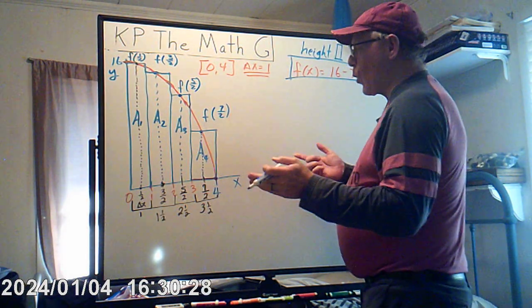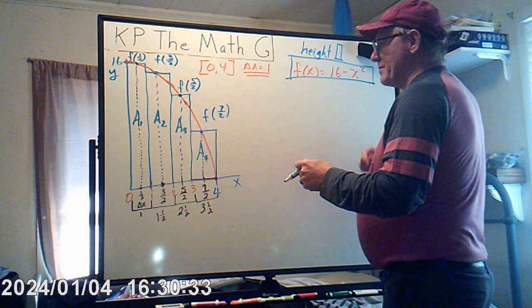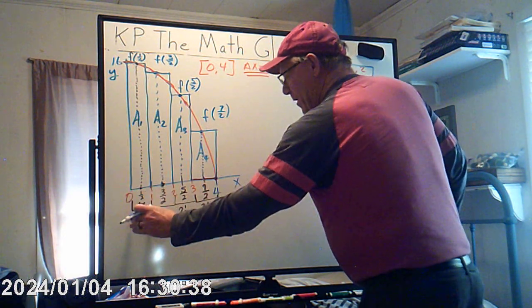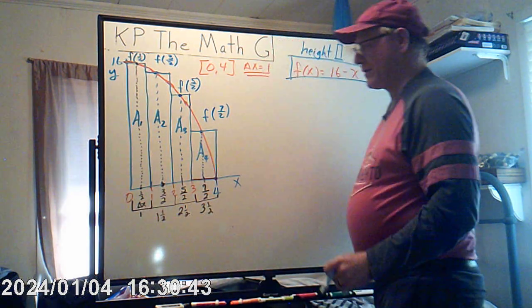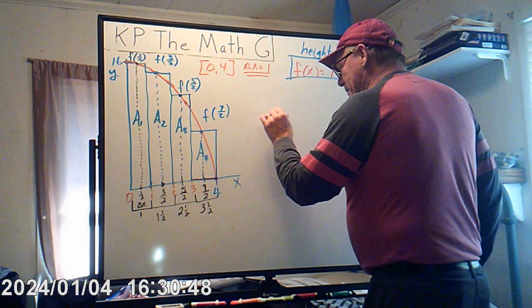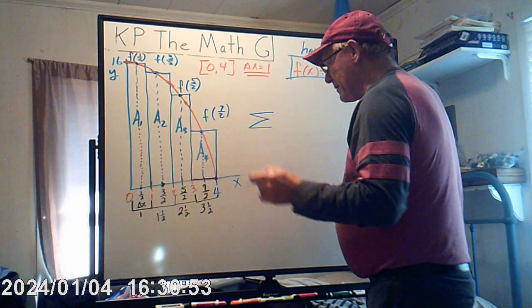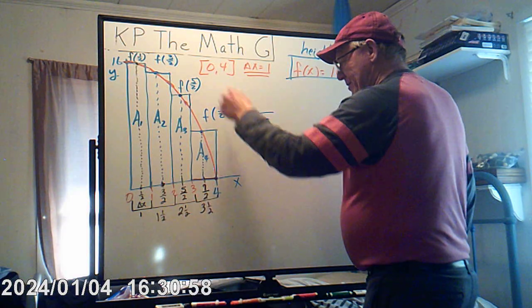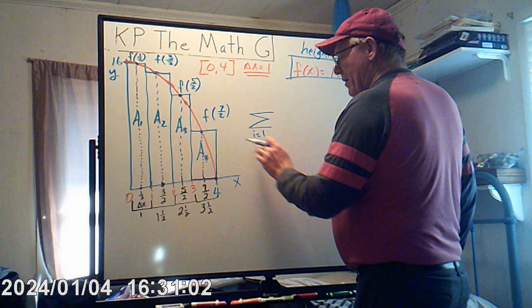Alright, so let's see what we get here. How do we do it? It is length, or width, times length, or height, times width. So here's the summation, i equal to 1 to n. Well, it's going to be 1 half, isn't it? We're going to start at 1 half.